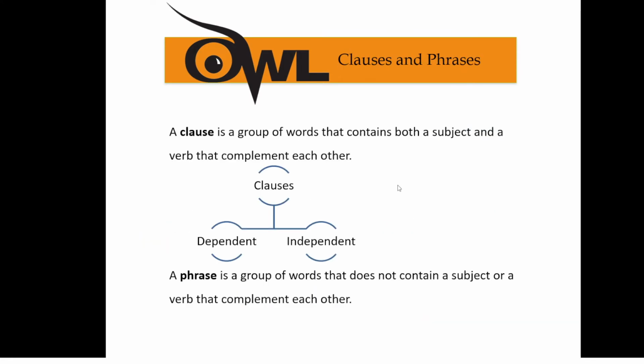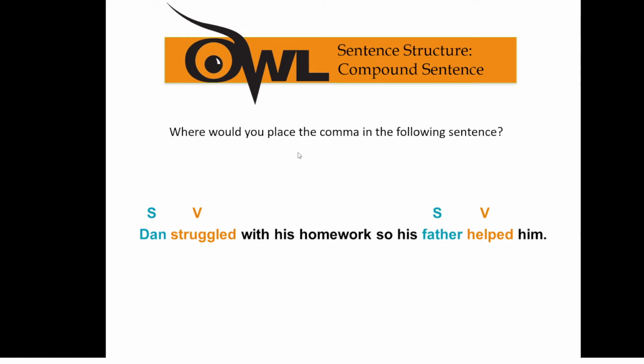Okay? Let's see, sorry. So, little test here, where would you place the comma in the following sentence? Dan struggled with his homework, so his father helped him. Well, you can immediately identify we've got two independent clauses. We've probably, therefore, got a coordinating conjunction. There it is. So, and we know the comma goes before it, so it would be right after homework here.